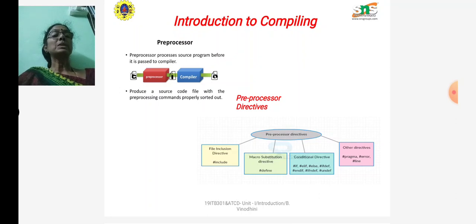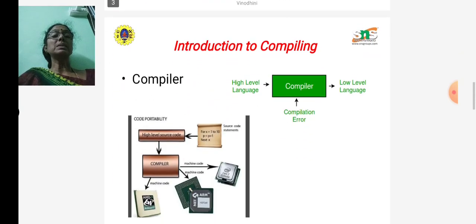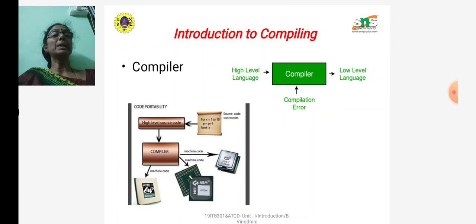It sorts out what preprocessor directives are included in our source programs. They do the file inclusion, that is, header file inclusion, macro definitions, and some conditional directives. These are the main preprocessor functions. After that, the preprocessed program is given to the compiler. The compiler converts our preprocessed high level language into the low level language, that is, the assembly level language. If it is correct it converts, otherwise it produces an error.